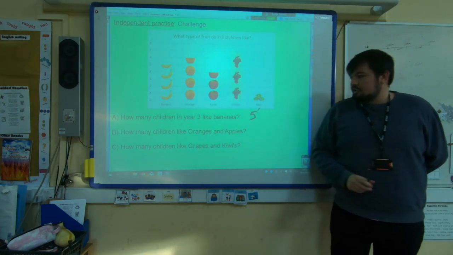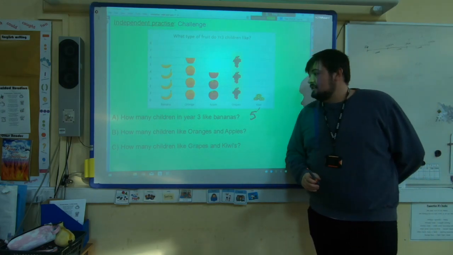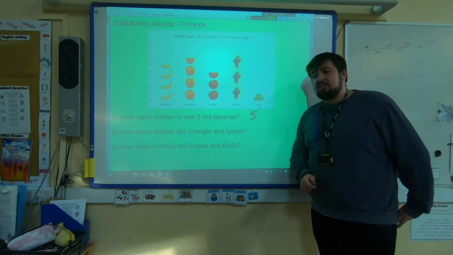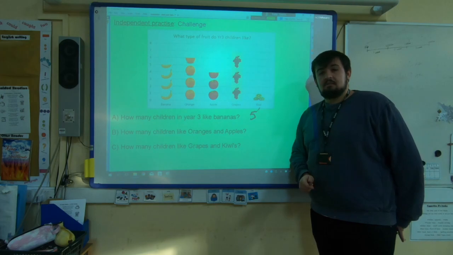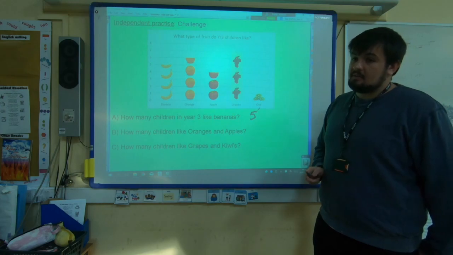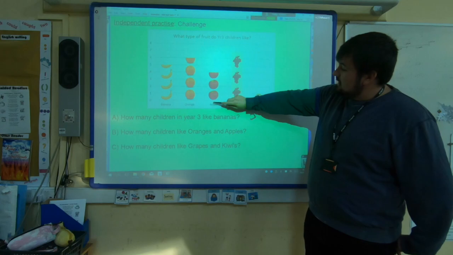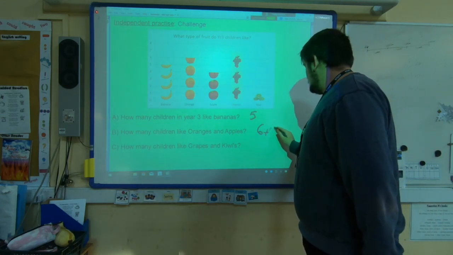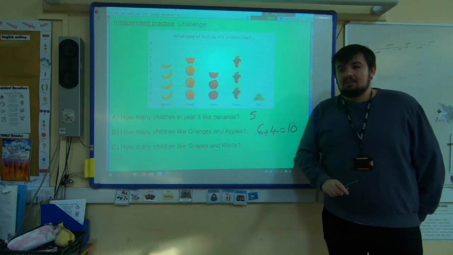How many children like oranges and apples? Daisy? 10. What did we have to do to solve this one? Well, you have to find out how much the oranges are. Yep. And then you have to find out how much the apples are and then add them together. We have to find out how much the oranges are, so that's 6. We have to find out how many the apples are, that's 4, so we've got to do 6 add 4. Quite simple. 10 children. Good one.